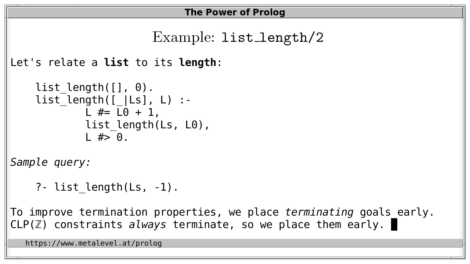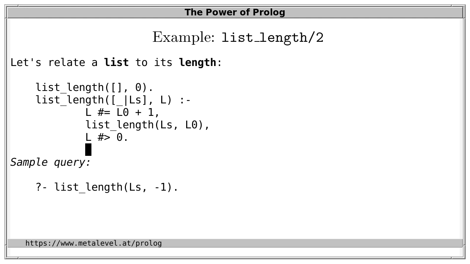For example, CLP-Z constraints always terminate. And therefore, to improve termination properties of our programs, we place CLP-Z constraints early. So for instance, the last goal is a CLP-Z constraint, and so we exchange the last two goals to put the CLP-Z constraint before a fragment that causes non-termination. And declaratively, that is, only considering what is being described, this changes nothing.